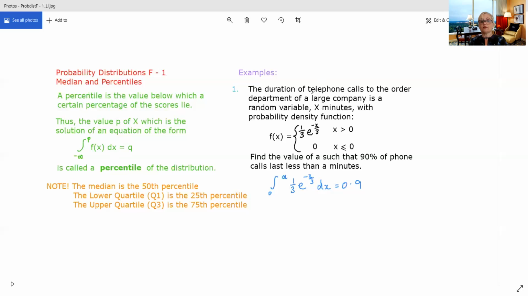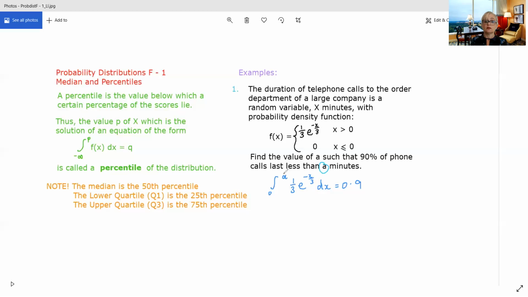Here's an example where we have the duration of telephone calls at a large company. A continuous random variable X minutes with this probability density function. Clearly that is a probability density function. It's always at the X-axis or above. You can satisfy yourself that the area under the curve does equal 1. We're not going to do that at the moment. If we wanted to find a value such that 90% of phone calls last less than that number of minutes, how would we do it?